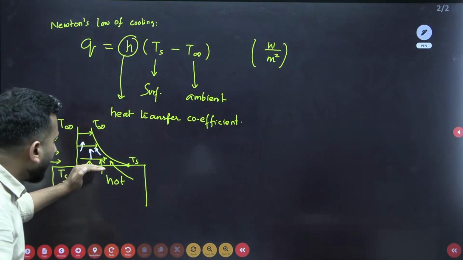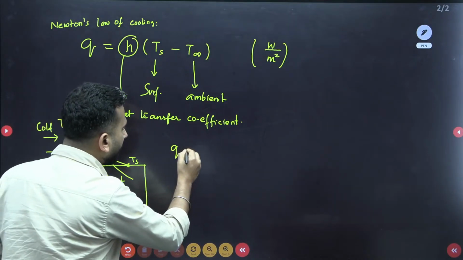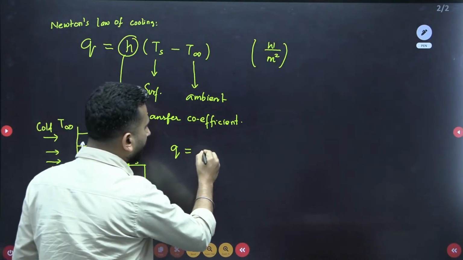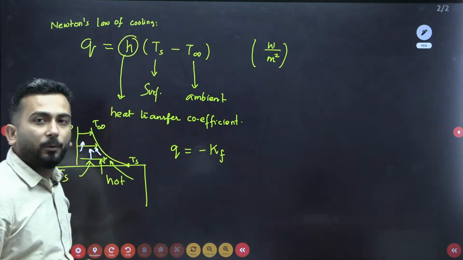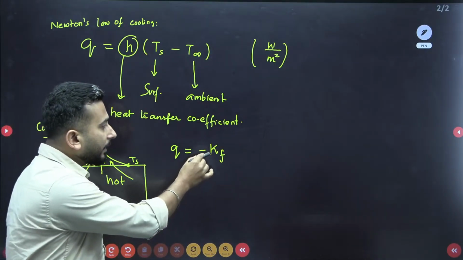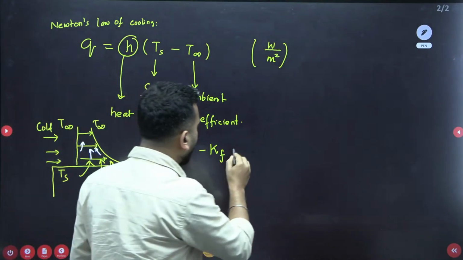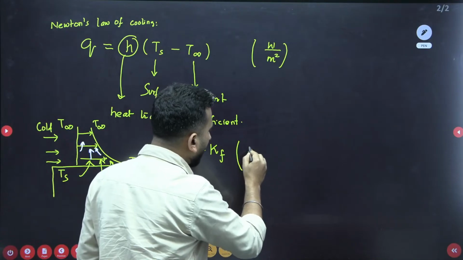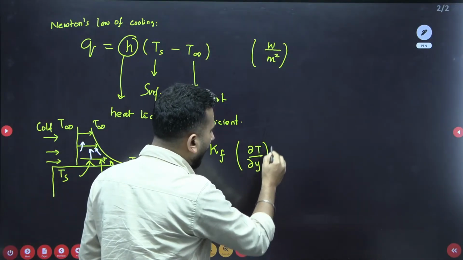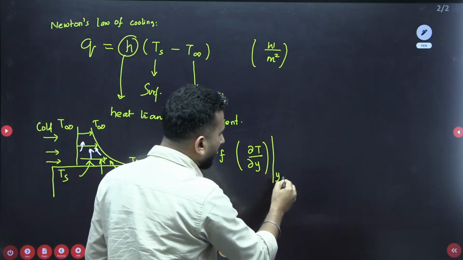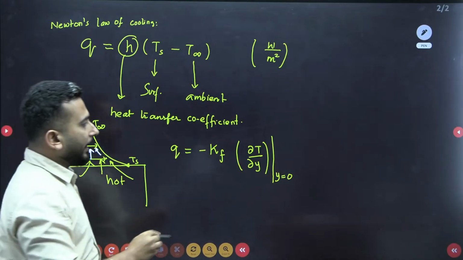So in the initial layer conduction is taking place, and that is why I can write that Q is equal to minus Kf. Now I have to write f, because this is the conductivity of the fluid, not of the surface, Kf, and I have to write del T by del Y at y equal to 0. Now why at y equal to 0? Because at the beginning it is taking place.